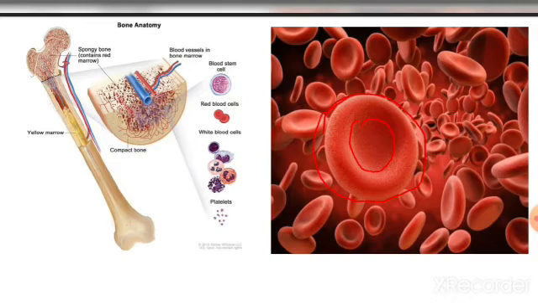Red blood cells carry oxygen and collect carbon dioxide from various parts of the body. And red blood cells are produced from bone marrow. This is the bone marrow. You can see the spongy-like substance present inside the bone. That is called bone marrow, and they lack a nucleus. The nucleus is not present inside the RBC.